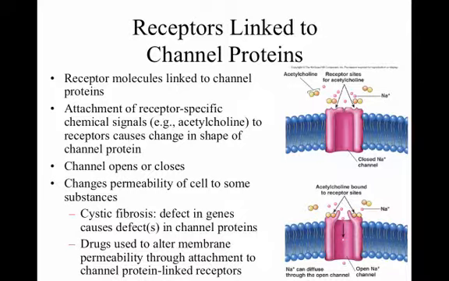In cystic fibrosis, there's a defect in genes that causes a defect in those channel proteins, so it may not allow the receptor to bind to that chemical. Drugs are also used to alter membrane permeability through attachment to channel protein-like receptors.